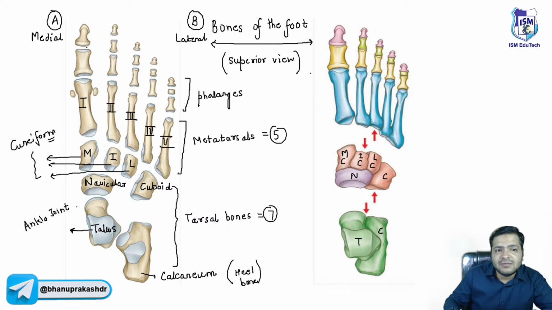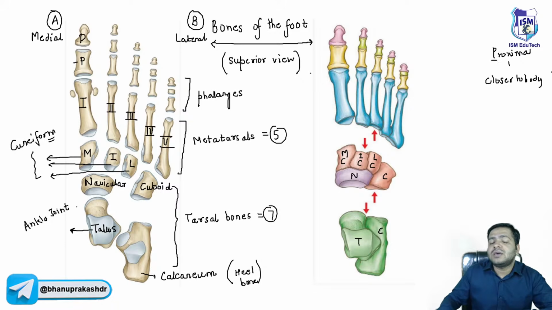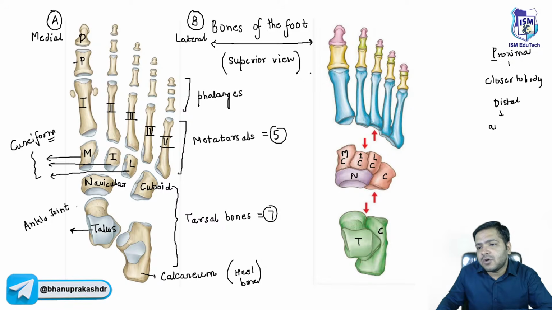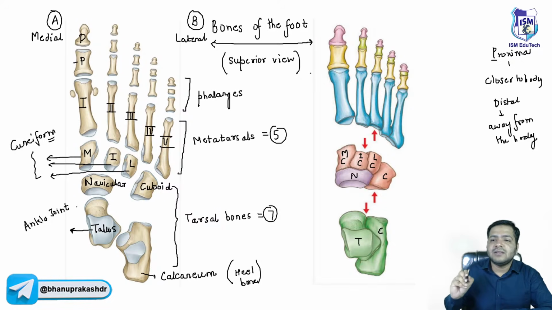And phalanges, beta. You can see we have two phalanges in the great toe, proximal and distal. Beta, what do you mean by proximal? Proximal means anything which is closer to the body. Proximal starts with P, so think of it as near, close to the body. And what is distal, beta? Distal is away from the body.